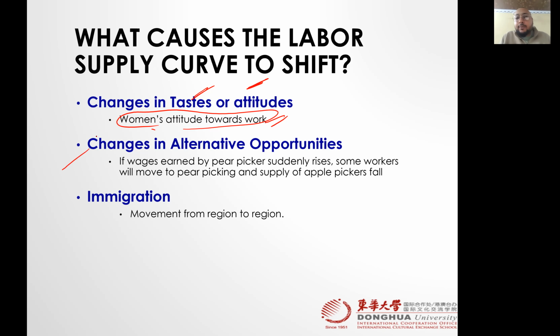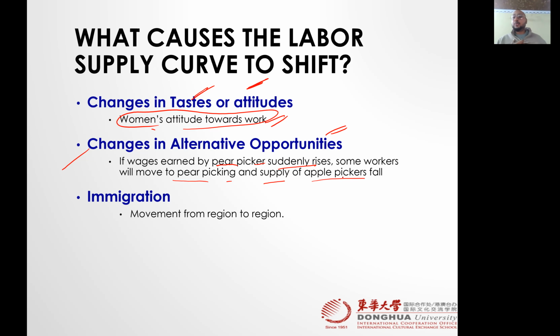Changes in alternative opportunities. What if the nature of the jobs are the same and one job is giving you a higher salary? You will move to that profession. So you will make yourself available to that profession more, so supply of that labor increases. For example, if wages earned by pear pickers suddenly rise, some workers will move to pear picking and supply of apple pickers will fall, because pear picking is giving you more money.